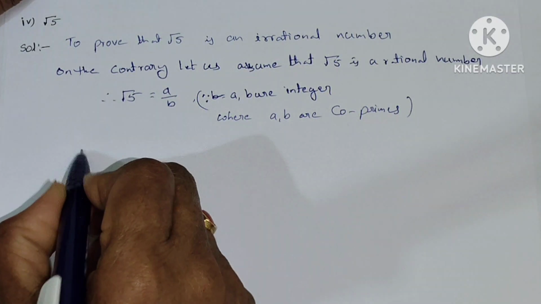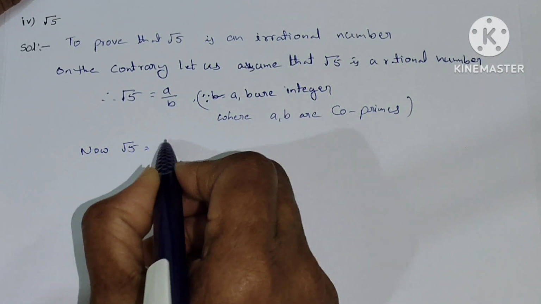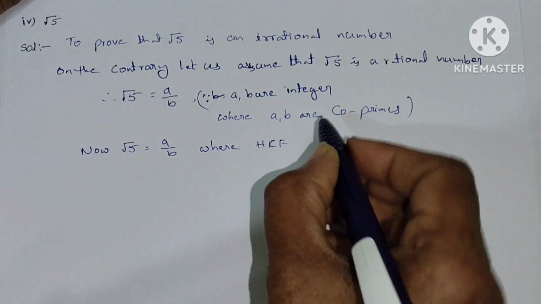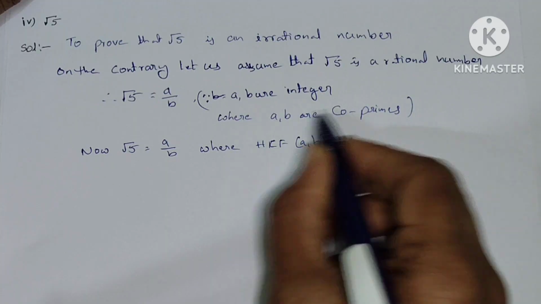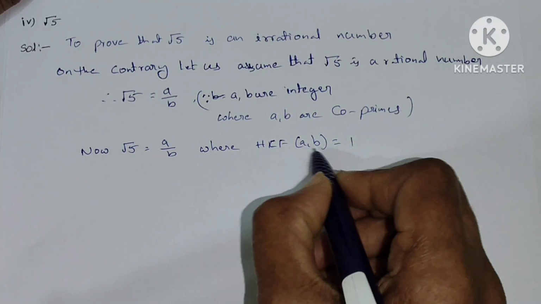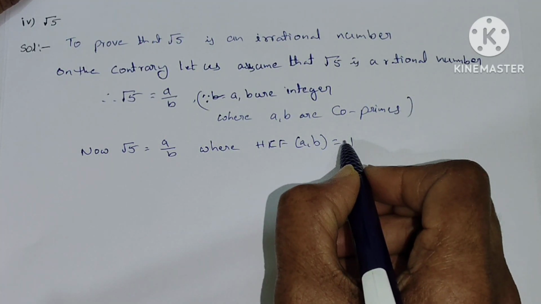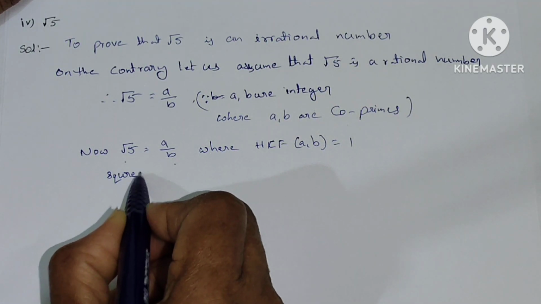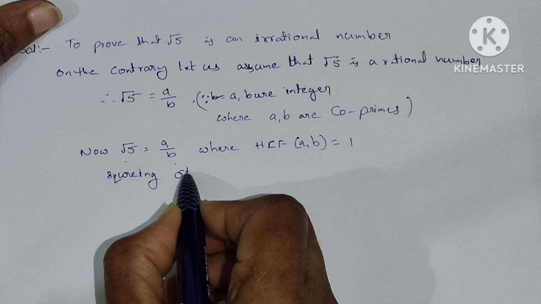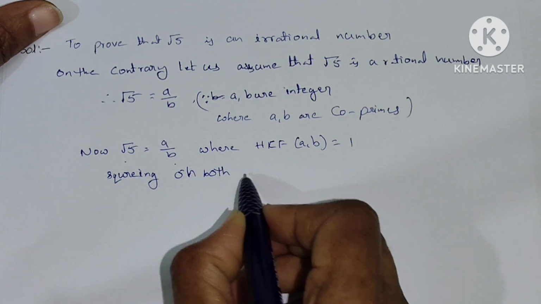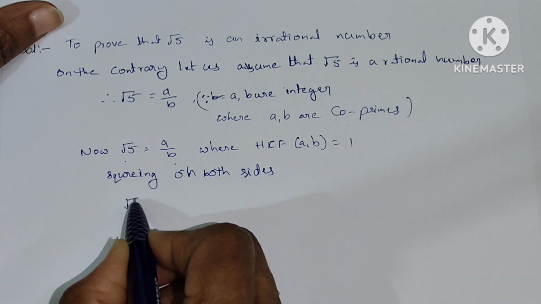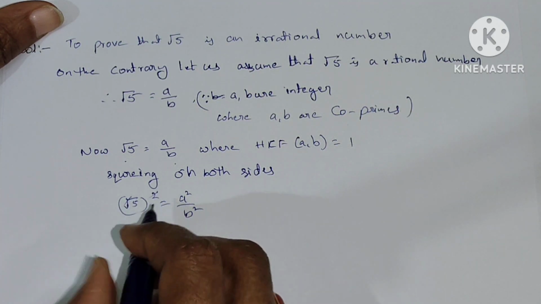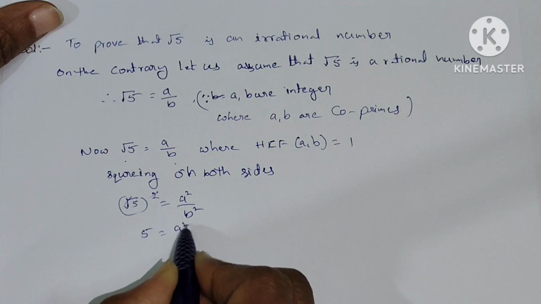Co-primes means here, now root 5 equals a by b, where HCF of a, b equals 1, because a, b are co-primes. Co-primes means the HCF is 1. So now root 5 equals a by b. Squaring on both sides, root 5 whole square equals a square by b square. The square and root cancel, so 5 equals a square by b square.